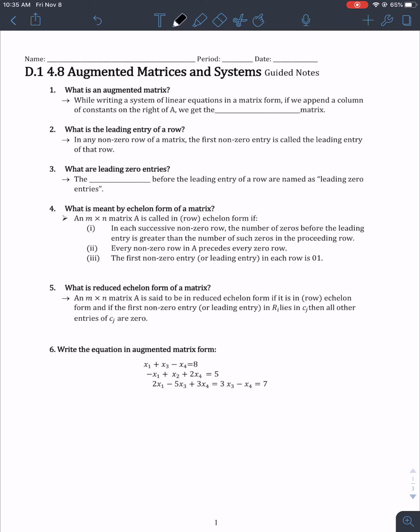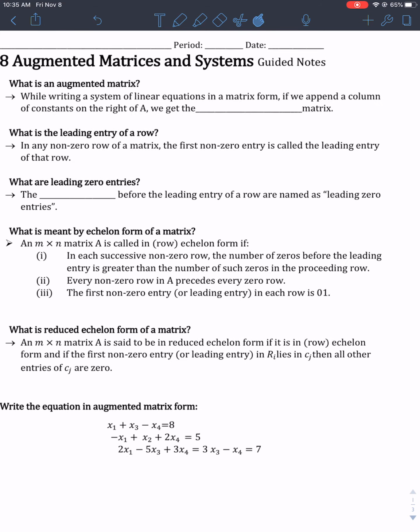Today we're talking about augmented matrices and systems. So we talked a little bit in 4.7 about how to solve systems using matrices and Cramer's rule. But today we're going to talk about row reduction. So first we're going to talk about an augmented matrix.